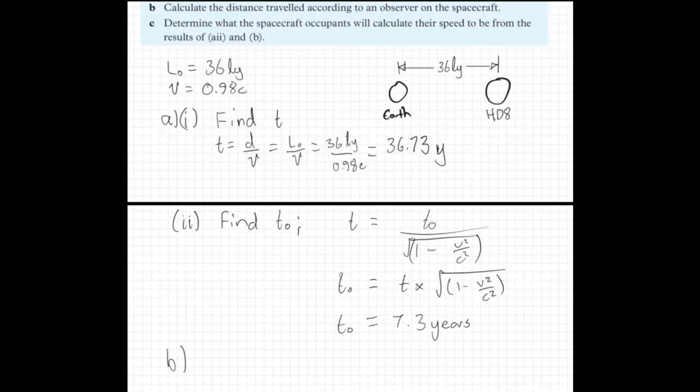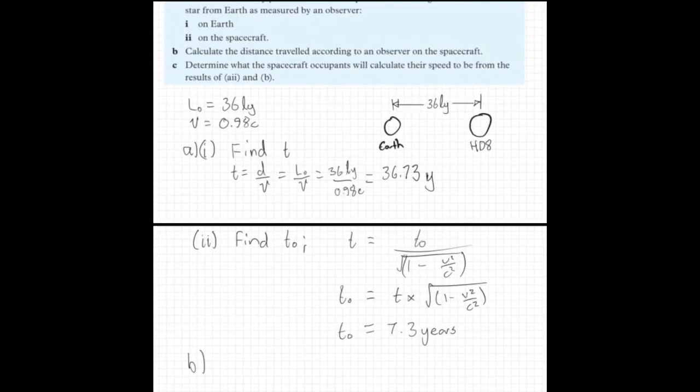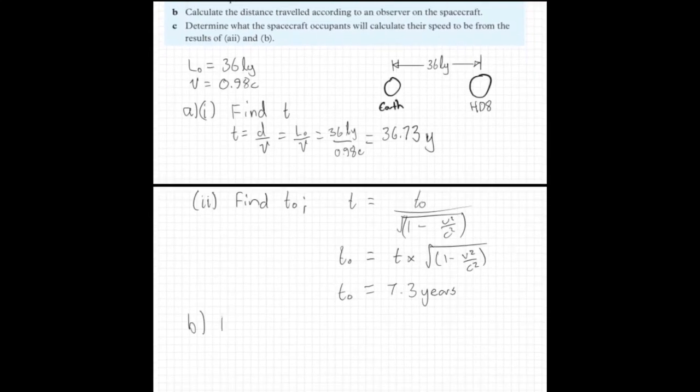Okay, so B is saying find L. And the hint is we already know L0, so if you're asked for the other distance, you know it's going to be L. L is equal to L0. Remember length contraction? You can refer to your formula in the data book, but it's just the inverse of time dilation, so it's multiplied by. L equals L0 times the Lorentz factor.